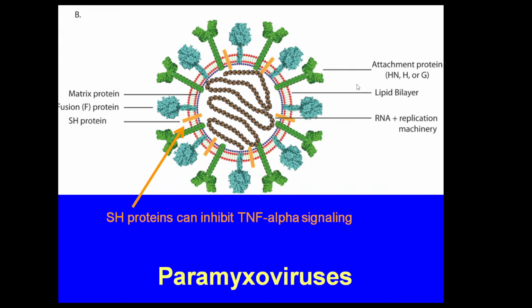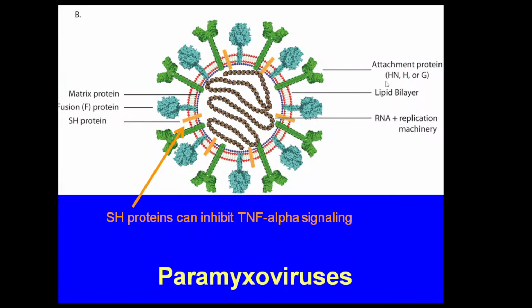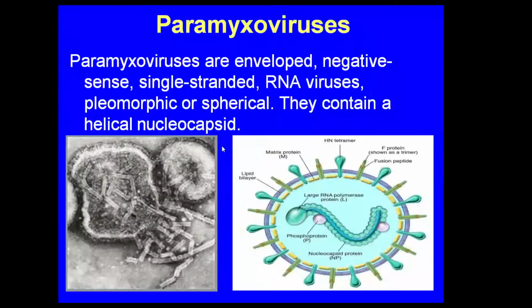Regarding the attachment protein, we may classify them into three large groups. One type, usually Pneumovirus, has just the G protein, or glycoprotein, which mediates the attachment. Measles virus and parainfluenza virus have the HN protein, and mumps virus has the H protein for attachment. They also have a very minor so-called SH protein that can inhibit the tumor necrosis factor alpha signaling pathway. That's one of the ways they may escape from immunity.